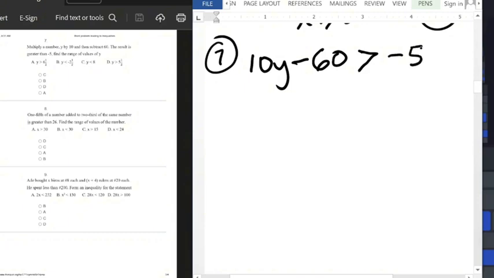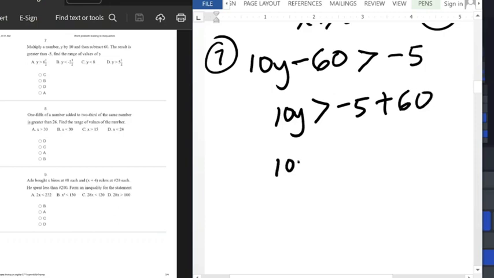So we just collect like terms. That's going to give us 10y greater than minus 5 plus 60. So that means 10y greater than 55. So we divide both sides by 10.